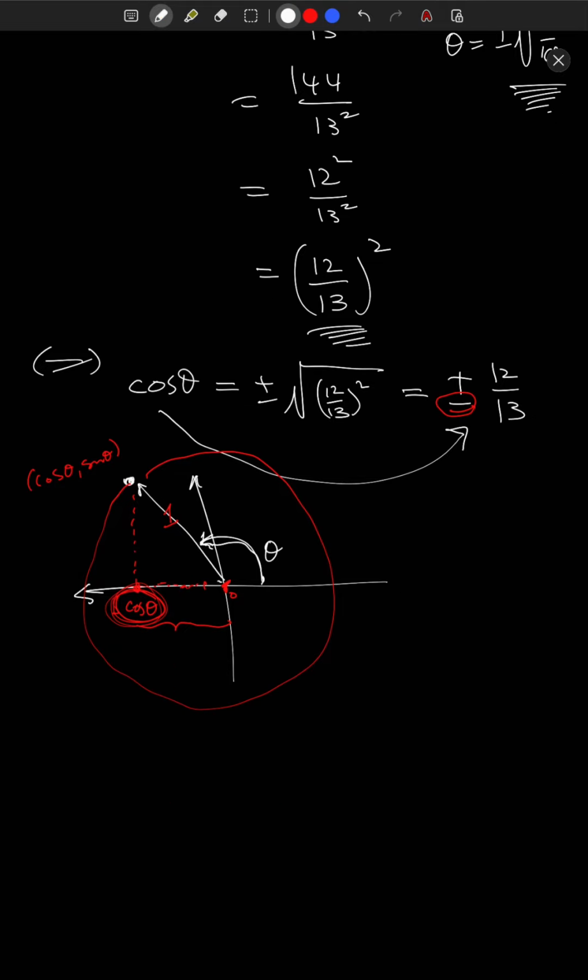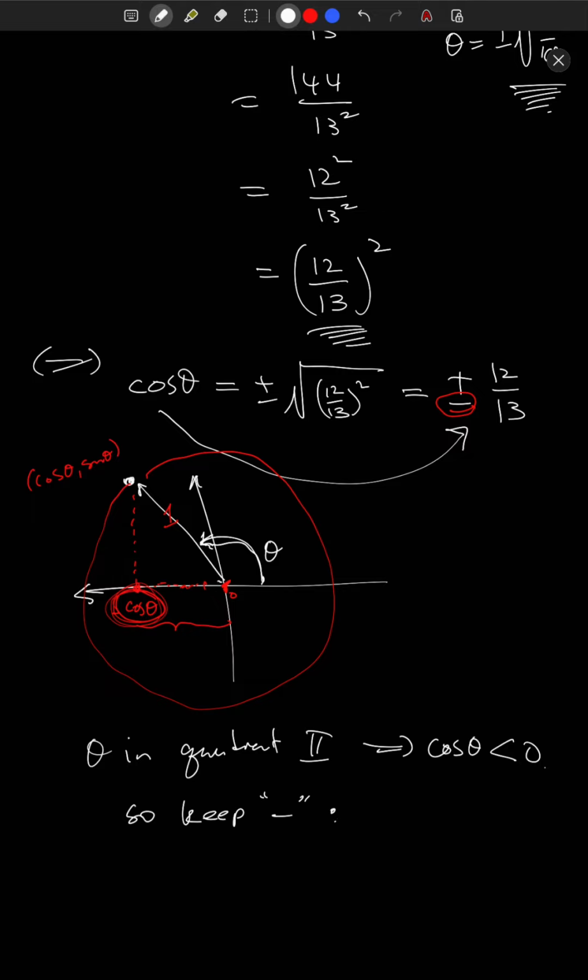So theta in quadrant 2 tells me cosine theta is less than 0. So that means I keep the negative, and let me write, toss the positive. So cosine theta is equal to minus 12 over 13. So we can figure out cosine theta without even having to ever calculate what theta was.